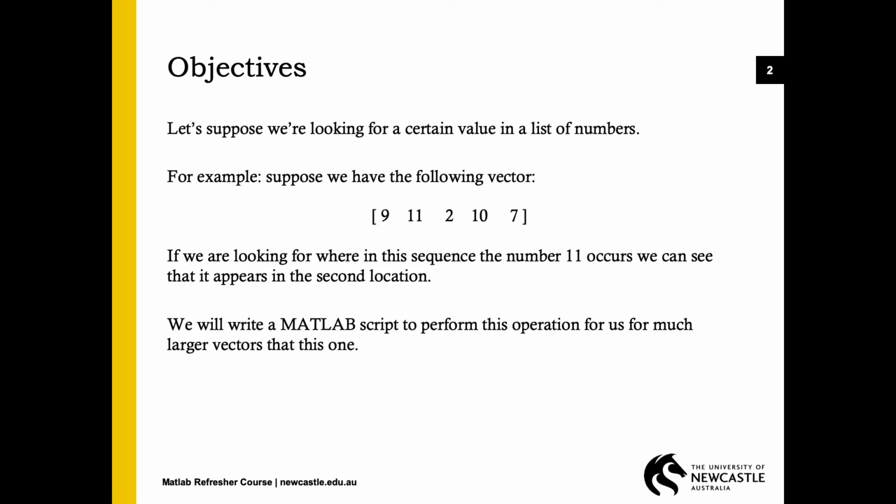For example, suppose we have this vector here, 9, 11, 2, 10, 7. If we're looking for the number 11, we can clearly see that the number 11 appears in the second location. But we'll use Matlab to automate this process for much larger data than this. Automating this simple case is an important first step to automating finding Wally in a large image.